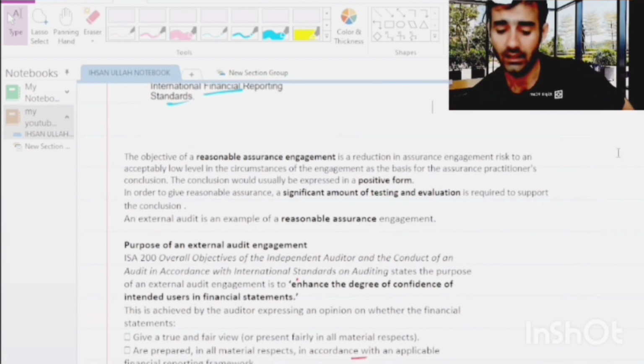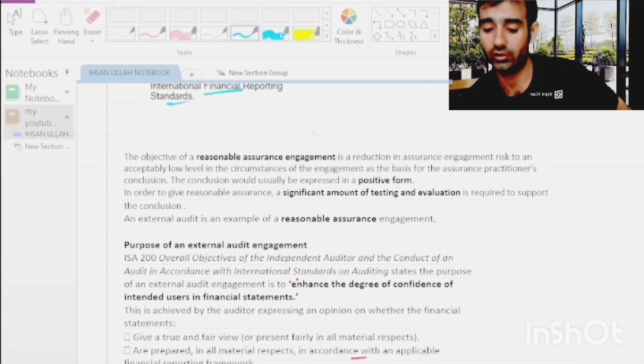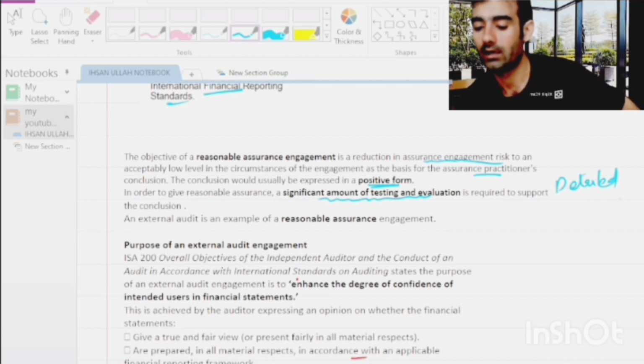Now, the objective of reasonable assurance is to reduce assurance engagement risk to an acceptably low level in the circumstances, and this is the basis for assurance practitioners. The conclusion is usually expressed in positive form. We have discussed this. In order to give reasonable assurance, a significant amount of testing and evaluation is required to support it. This requires detailed procedures, and in detailed procedures we do some tests of control and we also do some substantive procedures. An external audit is an example of reasonable assurance.